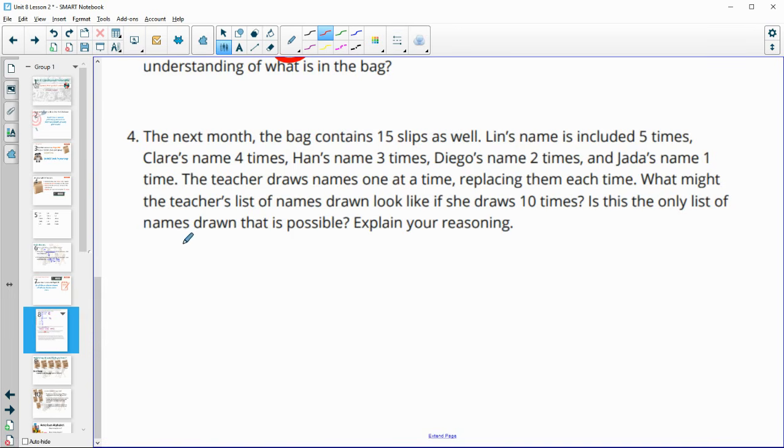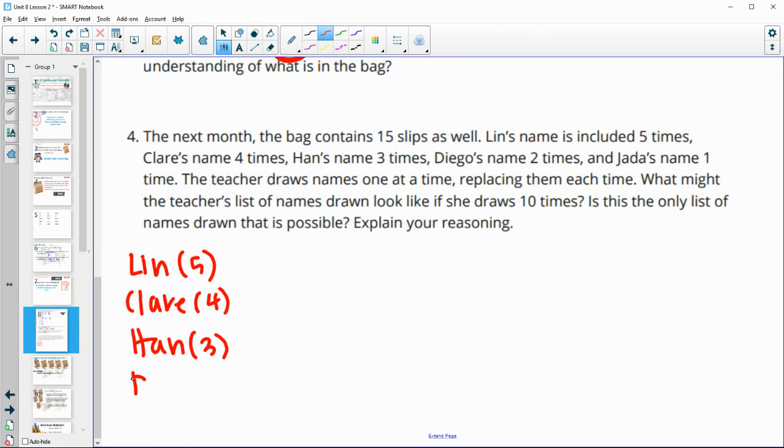So now this bag was actually slips of paper that a teacher put in. And so the next month, the bag is going to contain 15 slips as well. And this time included in the bag is Lynn's name 5 times. So Lynn is going to be in there 5 times. Claire is going to be in there 4 times. Han is going to be in there 3 times. Diego is in there twice, and Jada is in there once. The teacher draws names one at a time, replacing them.